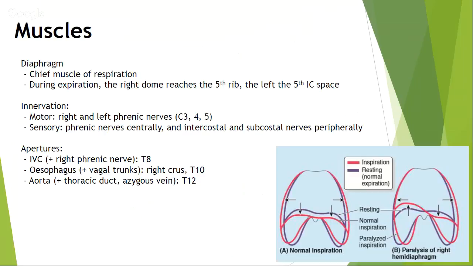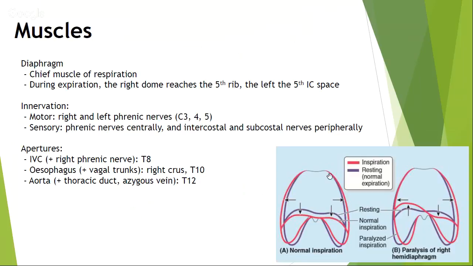Going into the muscles, and to start with the diaphragm. So it's your main muscle of respiration. During expiration, the right dome reaches the 5th rib, the left the 5th intercostal space. So the right's a little higher because of the placement of the liver. Its innervation is motor from the right and left phrenic nerves, so C3, 4, and 5. Paralysis of one of the phrenic nerves means that that half of the diaphragm won't go down during inspiration. This means that it actually paradoxically rises during inspiration because of the pressure from the abdominal viscera.